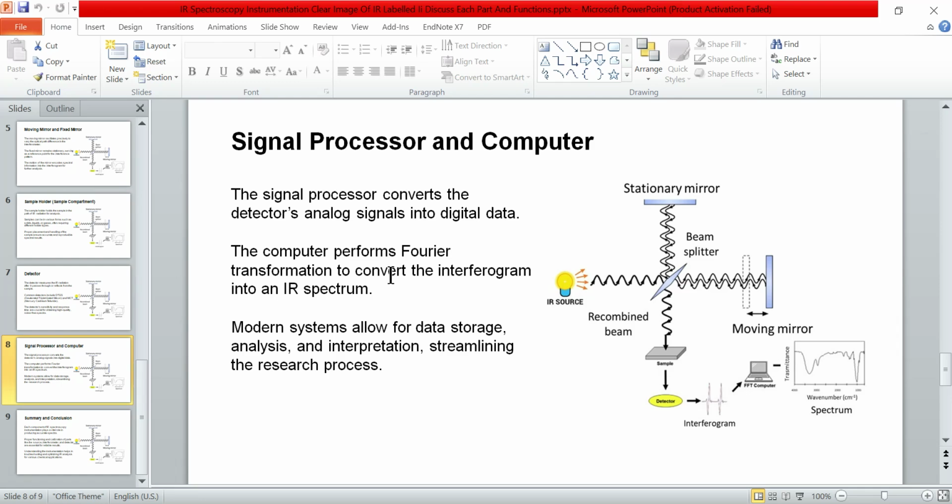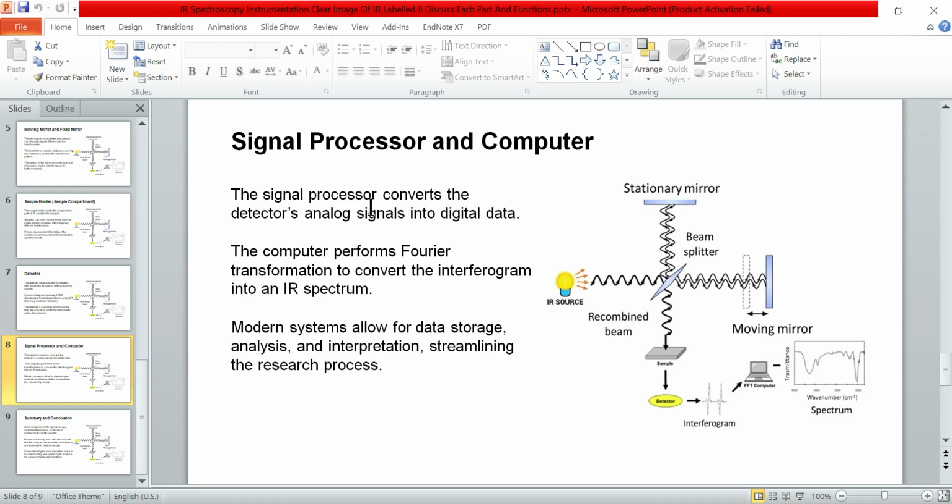So further on, now we will discuss the signal processor and computer. To get the spectrum, to get the result, the structure of the functional group, or to know the spectrum, the signal processor or the computer is very important. Through a digital source, meaning a computer or laptop or other digital source, we can get the spectrum. So using a computer, using digital tools, using technology is also important.